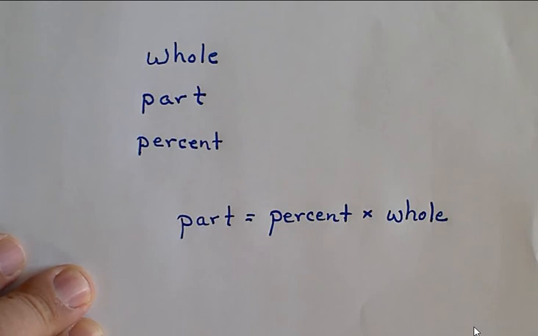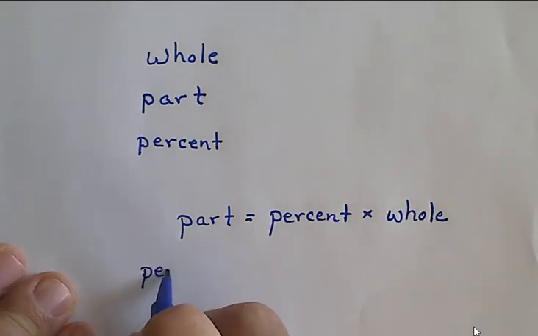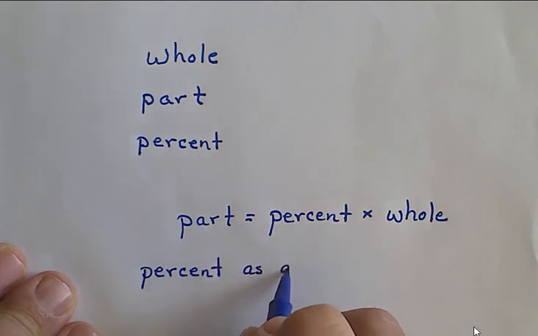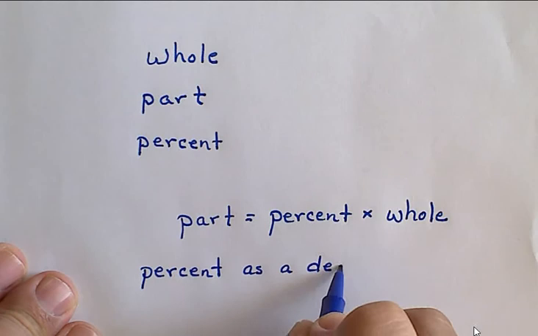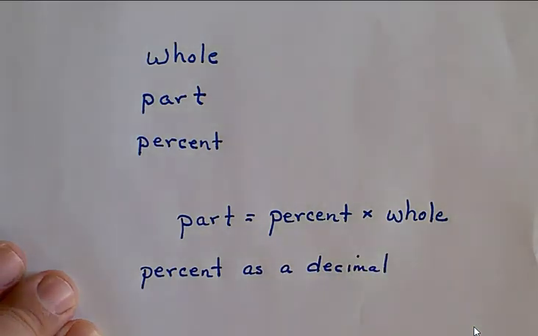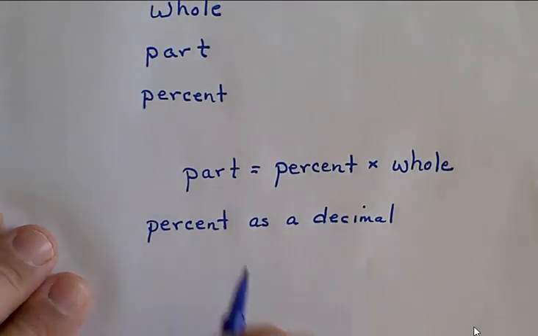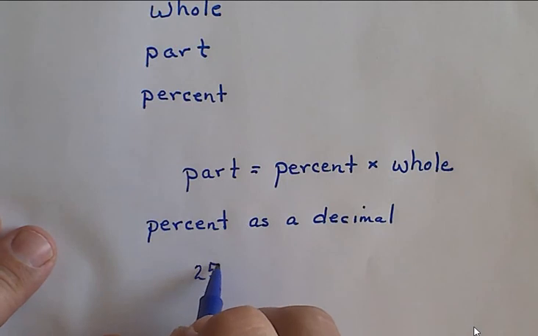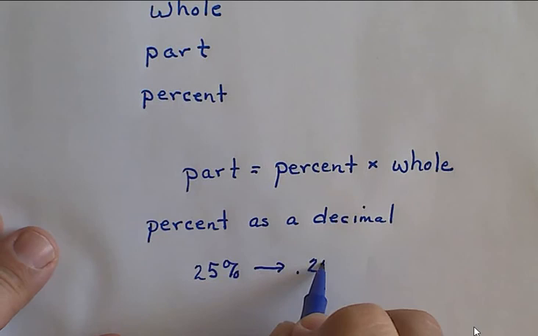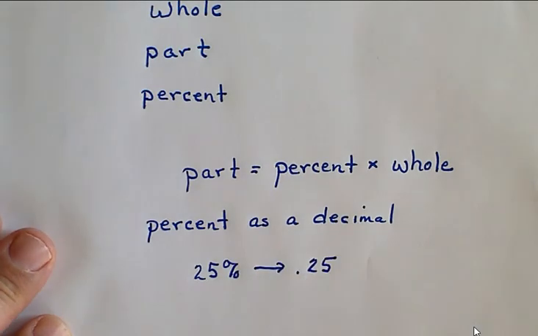Another thing to remember: the percent has to be written as a decimal when you do the work. They won't do that. They're going to give it to you as a percent, so you're going to have to change it. For example, when you're changing 25% to a decimal, that becomes 0.25. You always move the decimal point 2 places to the left.